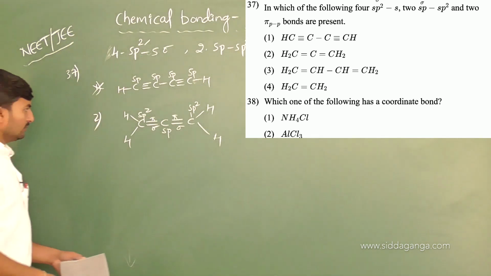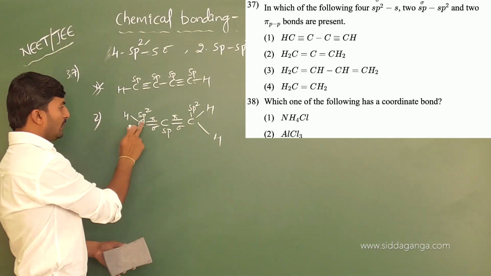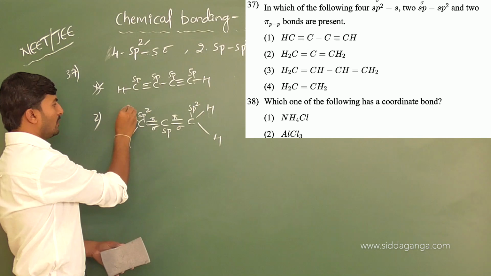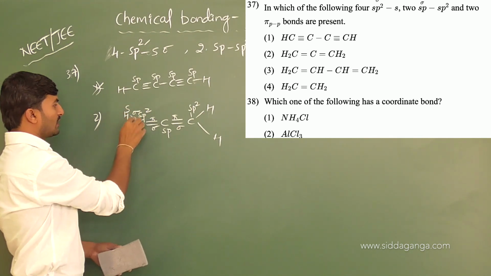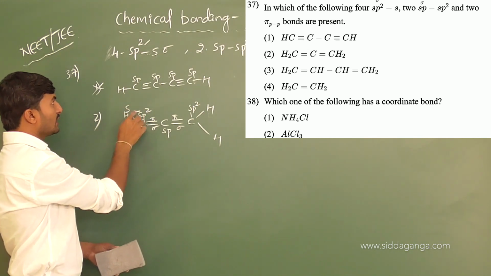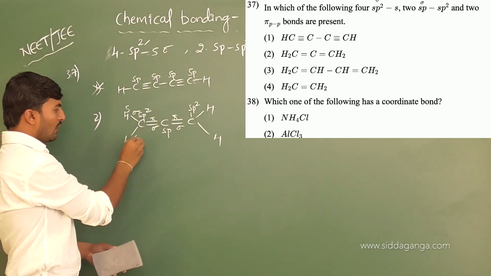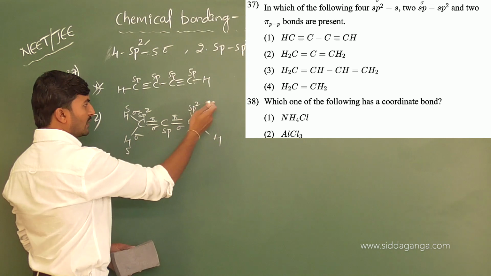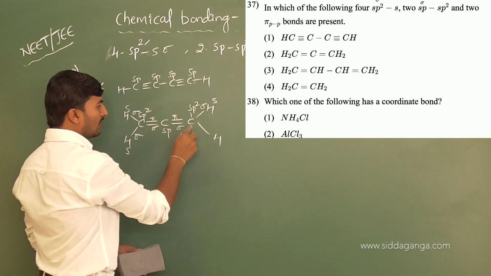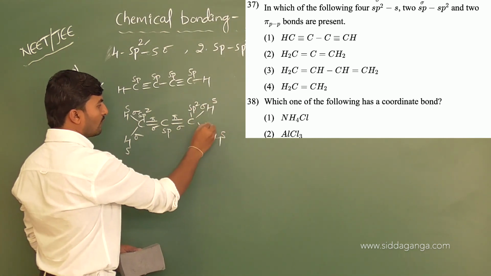Here, the bond formed between sp2 carbon and the s orbital of hydrogen is a sigma bond. sp2-s sigma bond 1, sp2-s sigma bond 2. Here also sp2-s sigma bond third one, sp2-s sigma bond fourth one.